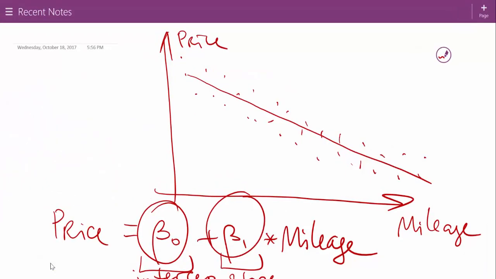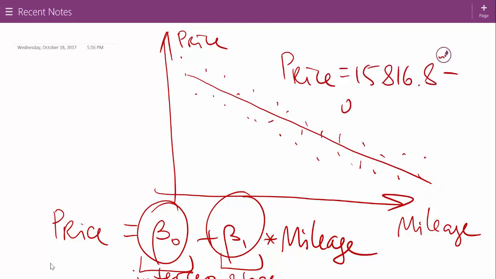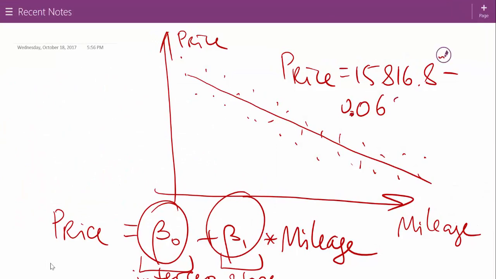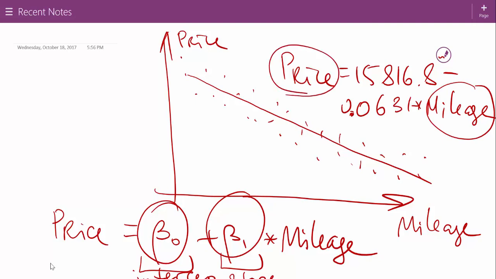Right here, 15,816.8. All right, let me write it down. So my equation is: price equals 15,816.8 minus 0.0631 times the mileage on the car. After that, I can use this equation. I can find a car with 10,000 miles on it and just plug in 10,000 for mileage, and the result will give me an estimate of the price for this car.